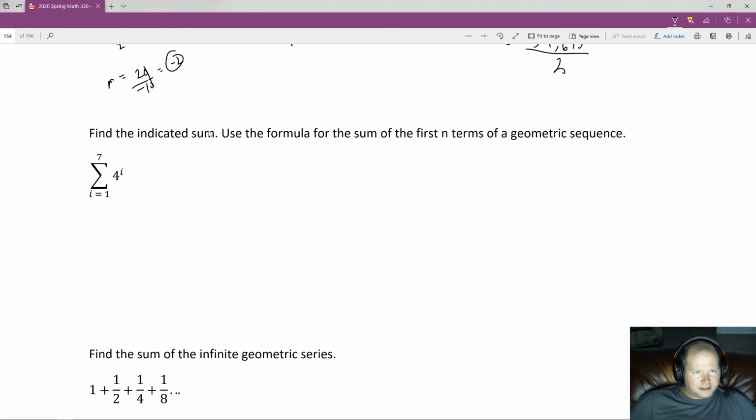So we're going to find the indicated sum using the formula for the sum of the first n terms of a geometric sequence. Okay, so we're going to use the same formula.